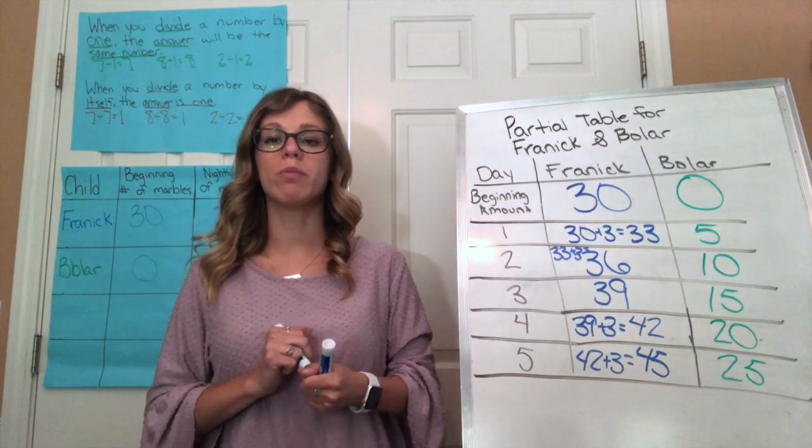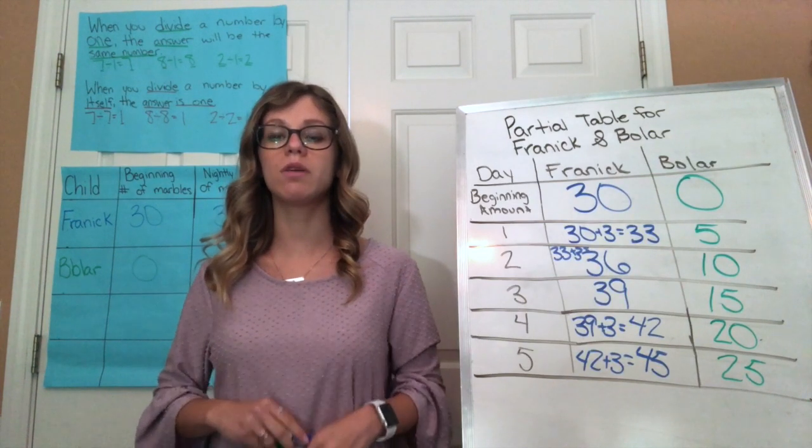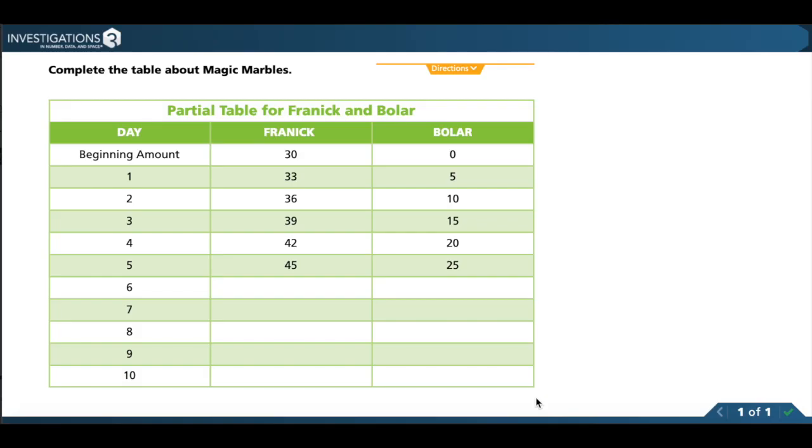What I'm going to do is pull up a table on the computer and we're going to look over it together and think about how we can complete the rest of this table. What I have here is exactly what I had on the whiteboard, but now it's just typed out. It's a table that shows how many marbles Franek and Bolar had after each night. So what I want you to do is think about, what does this row of information give about day 4? What does this number 42 mean on this table? Pause me and think about what 42 means on this table.